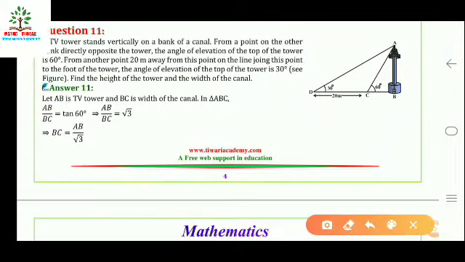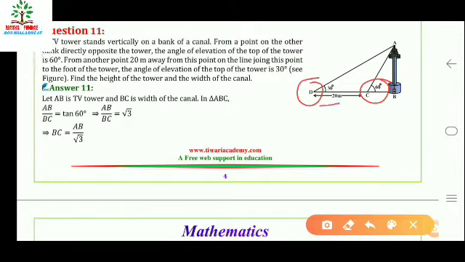In this question number 11, what is given? A TV tower stands vertically on a bank of a canal. From a point on the other bank, directly opposite to the tower, the angle of elevation to the top of the tower is 60 degree. So the angle is 60 degree from this point. Now from another point which is 20 meter away from this C, that is CD is equal to 20 meter, the angle of elevation becomes 30 degree.